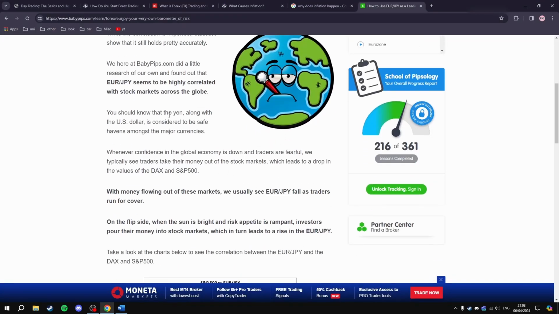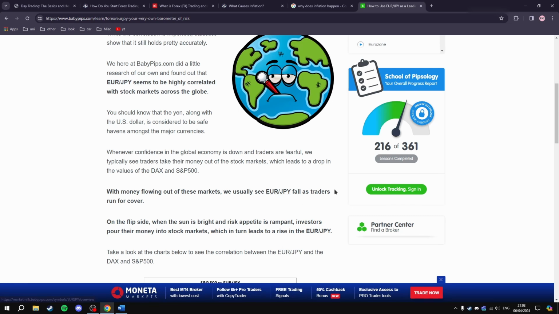Whenever confidence in the global economy is down and traders are fearful, we typically see traders take their money out of the stock markets, which leads to a drop in the values of the DAX and the S&P 500. With money flown out of these markets, we usually see EUR/JPY fall as traders run for cover. On the flip side, where the sun is bright and risk appetite is rampant, investors pour their money back into the stock markets, which in turn leads to a rise in EUR/JPY.